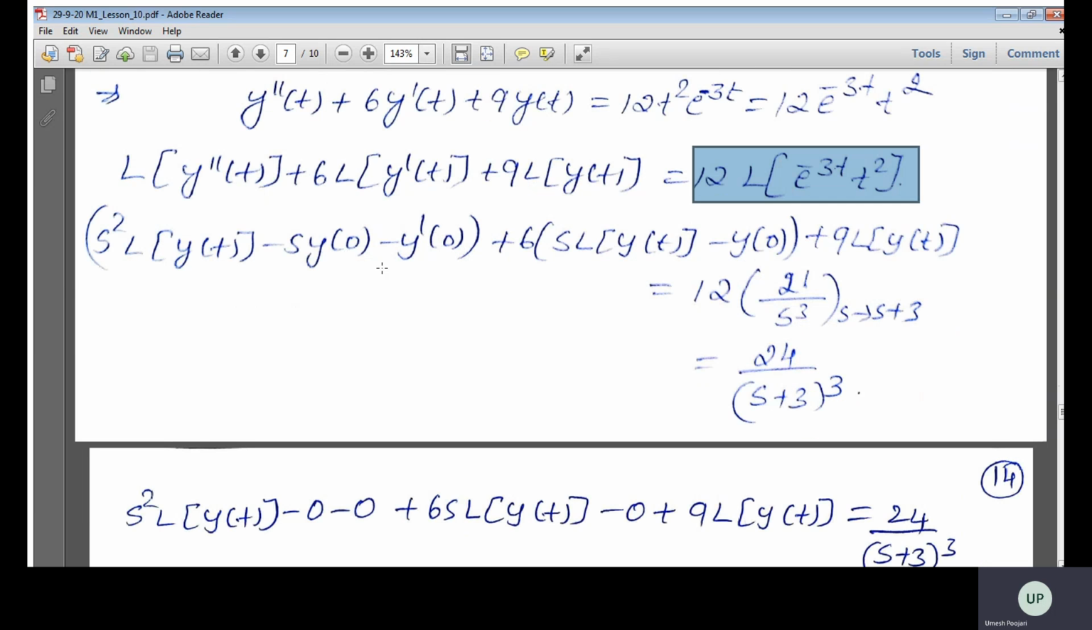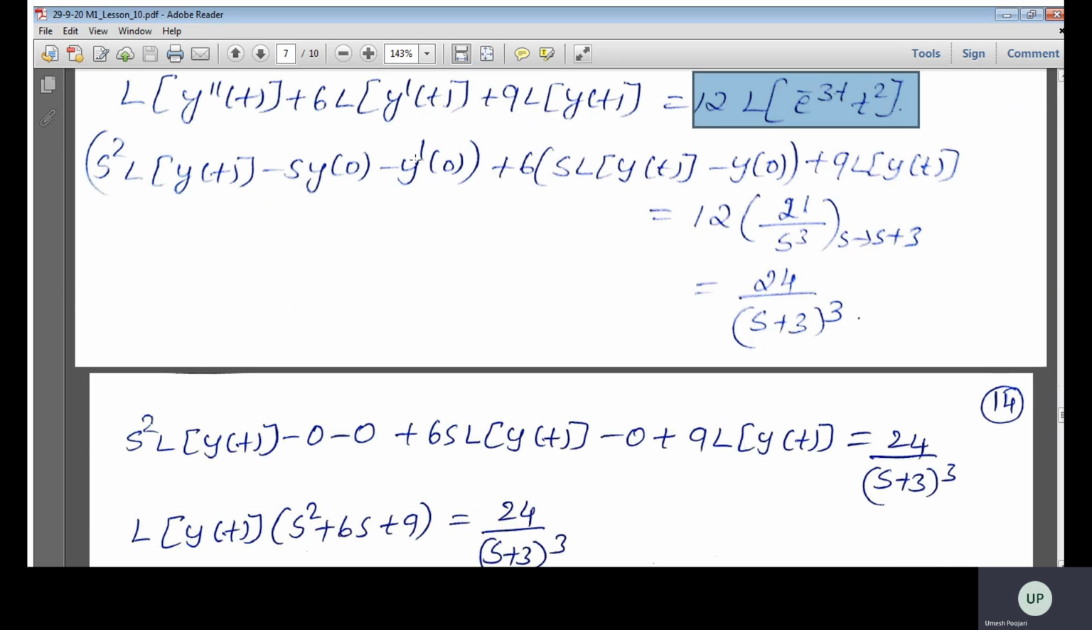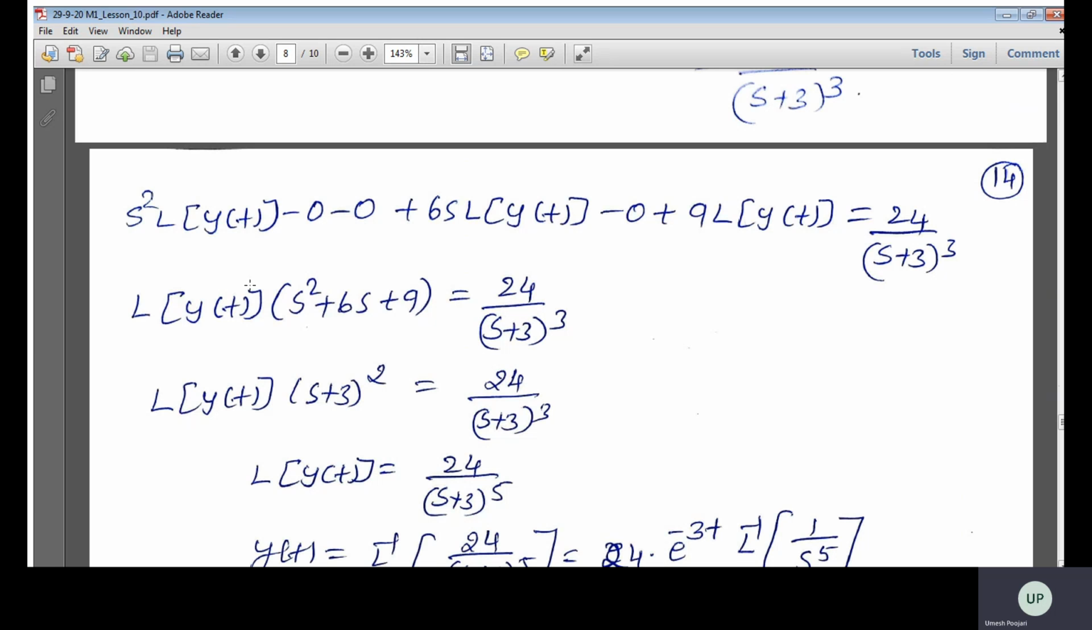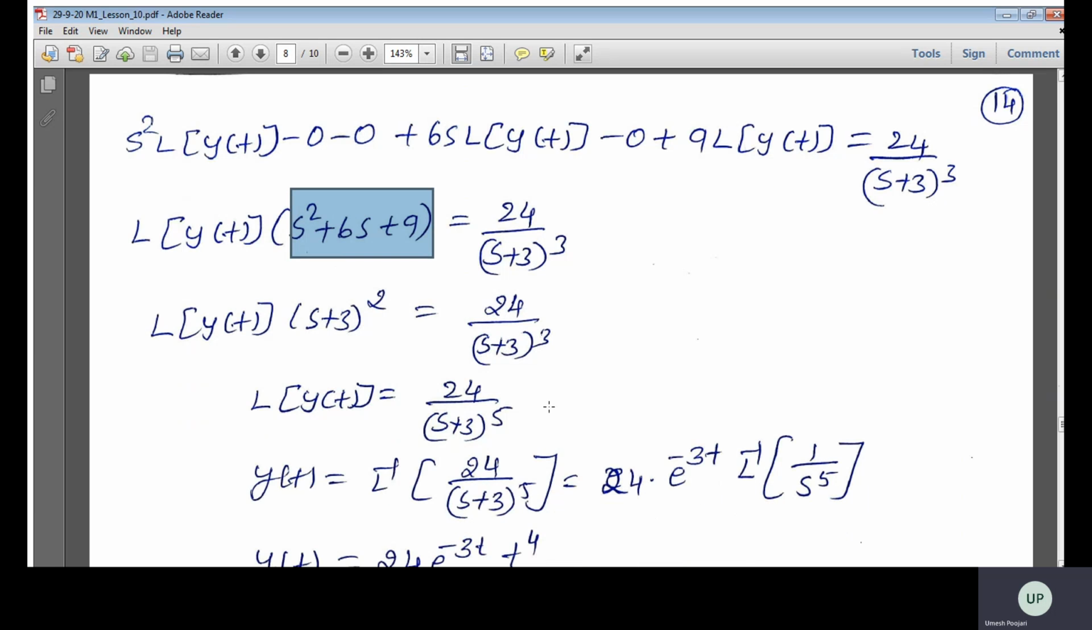Then substitute the conditions y of 0 and y dash of 0. Both are 0 here. So the remaining terms will be L of y of t into s square plus 6s plus 9 equal to 24 divided by s plus 3 whole cube. This s square plus 6s plus 9 can be factorized as s plus 3 into s plus 3, or s plus 3 whole square, since a square plus 2ab plus b square is a plus b whole square. The right hand side is also 24 by s plus 3 whole cube.